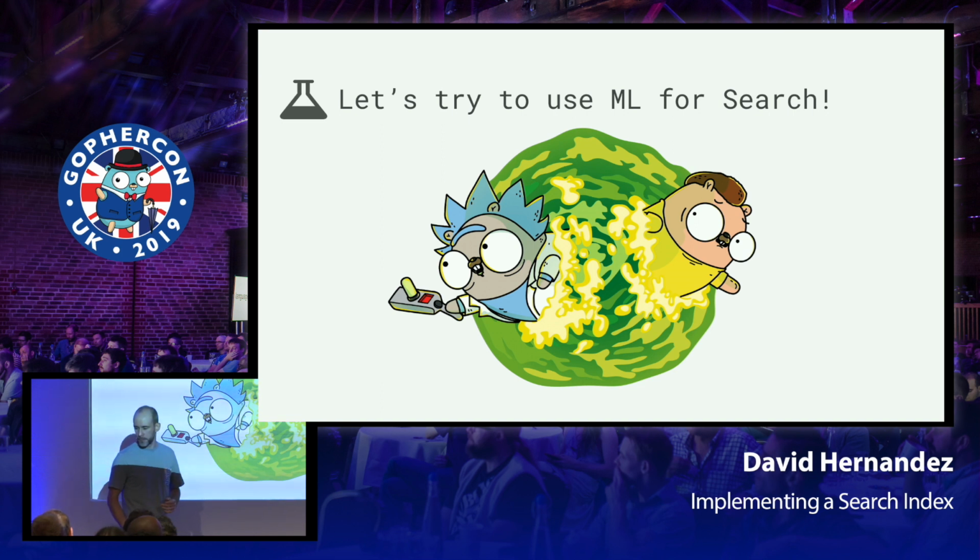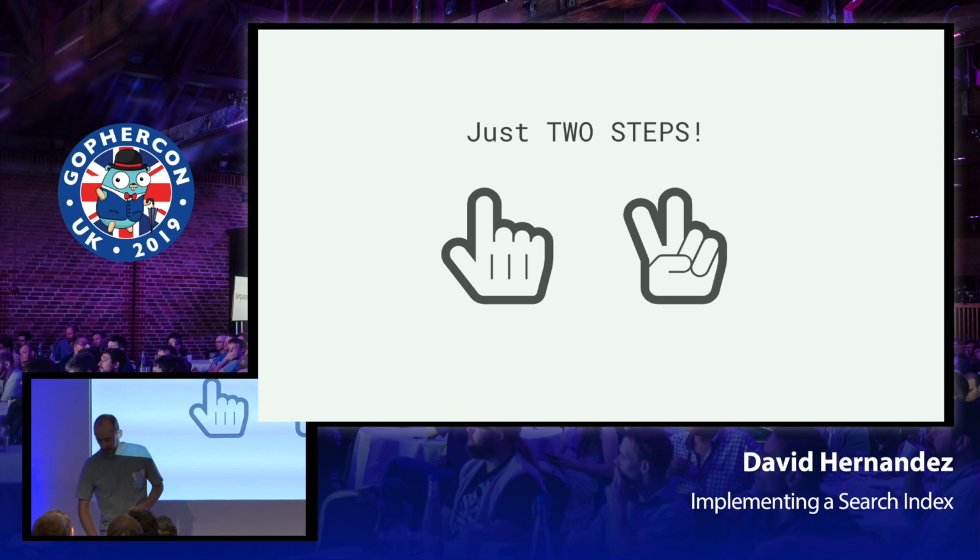Okay, so let's try to use machine learning, do some science, and try to implement search using machine learning. That sounds really complicated. Like, oh, how can I start? So I'm going to try to make it in just 2 simple steps. It's going to be marked with this symbol, so we all know in which step we are.